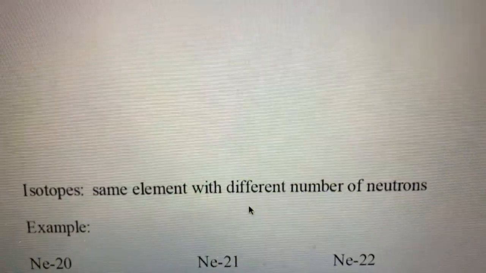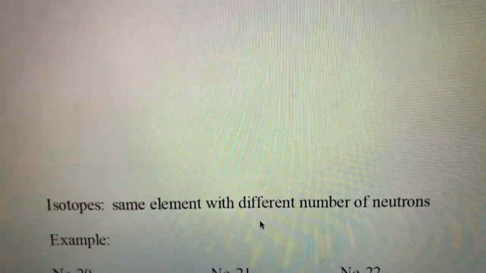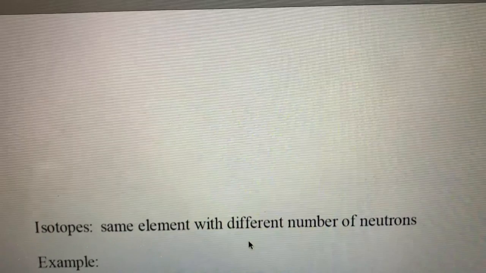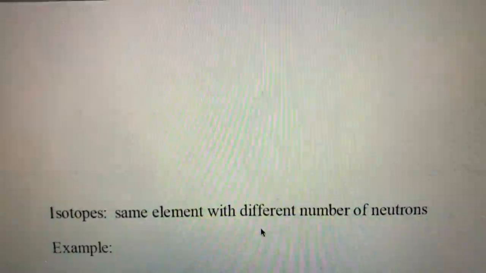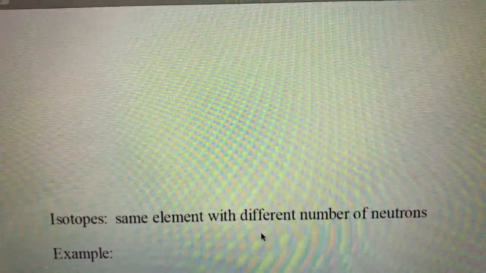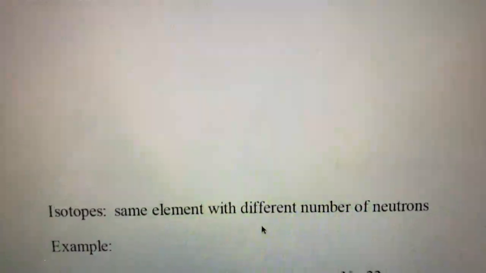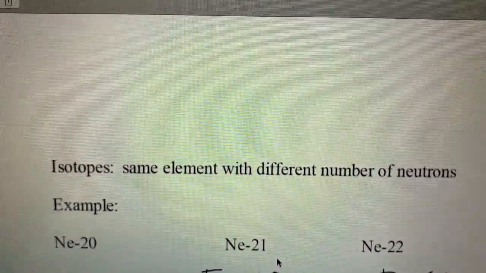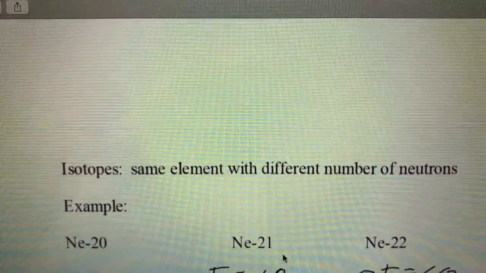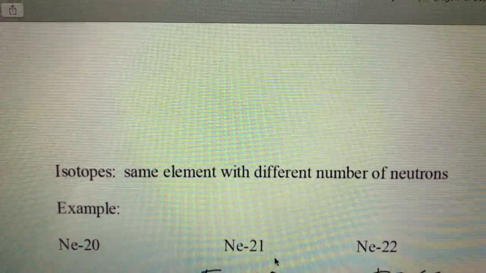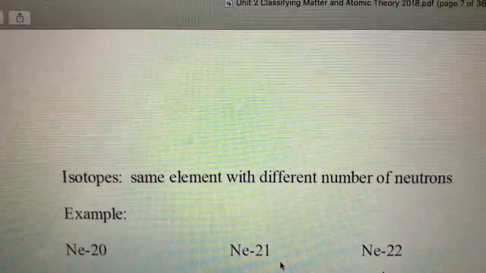Now, let me be very clear. If you are talking about an atom of oxygen, it will always have 8 protons because that is its atomic number. The number of neutrons, however, can change. And when that happens, we say that we have isotopes. So for example, I can have neon 20, neon 21, and neon 22.